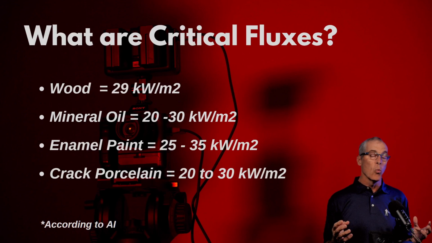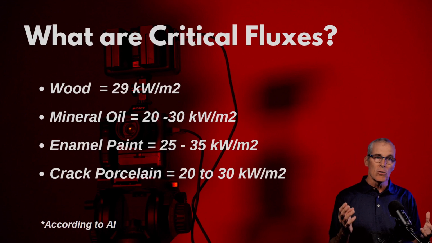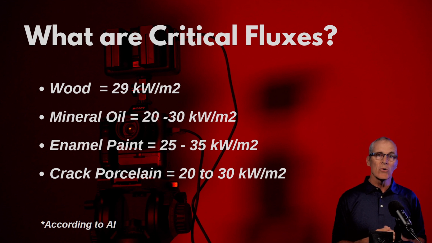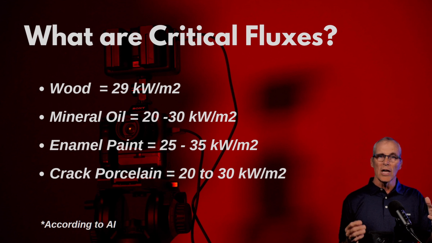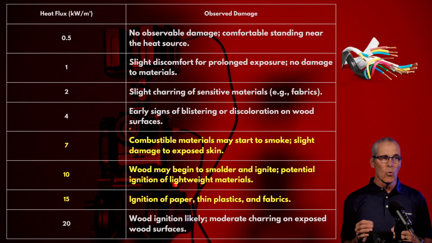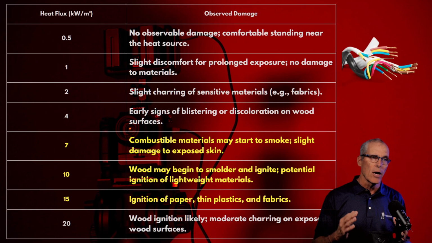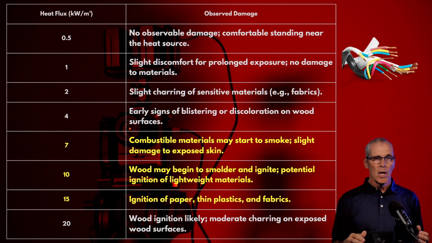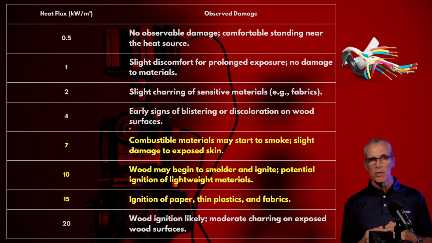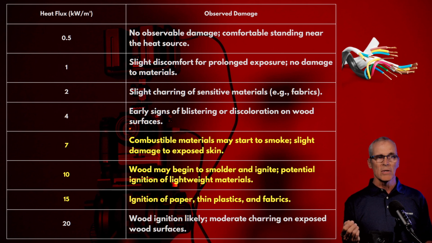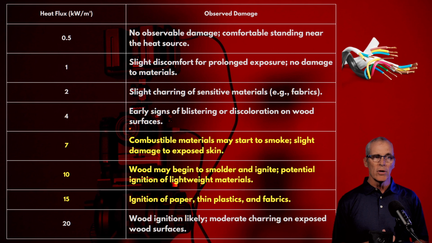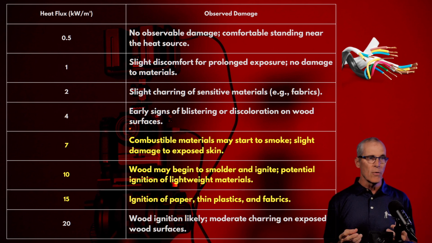Well, if it was on wood, somewhere in that 20 to 30 kilowatts per square meter range. You can see mineral oil, all of these are in that 20 to 30. I looked them all up independently and they all kept coming back in this range. So I did some more looking, and I looked at a variety from hardly any flux to a lot of flux. And as we started going up, you can see as we hit that 7 to 10, we start combusting material. Wood might burn and smolder, ignition of paper and plastics.